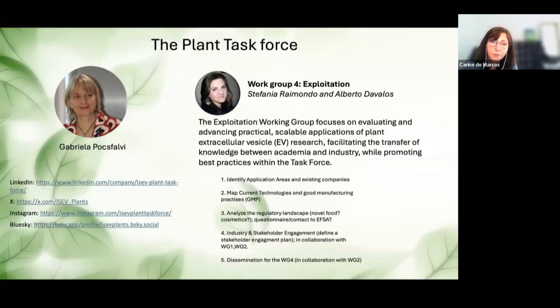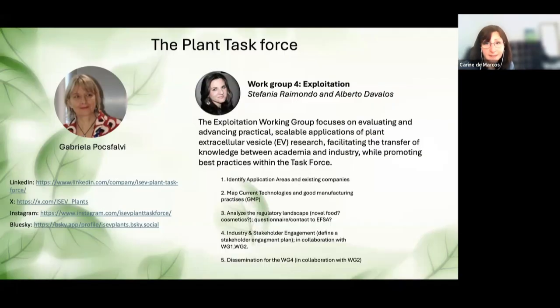Working group 4, exploitation, focuses on evaluating and advancing the practical, scalable applications of plant EVs by facilitating the transfer of knowledge between academia and industry, and promoting best practices within the task force.